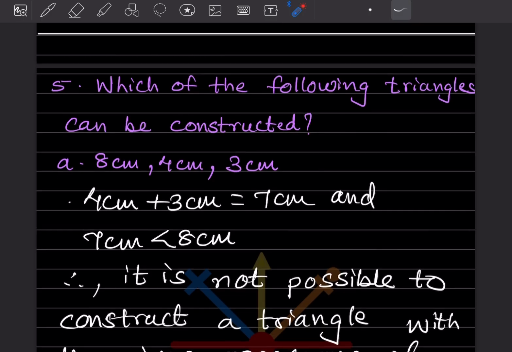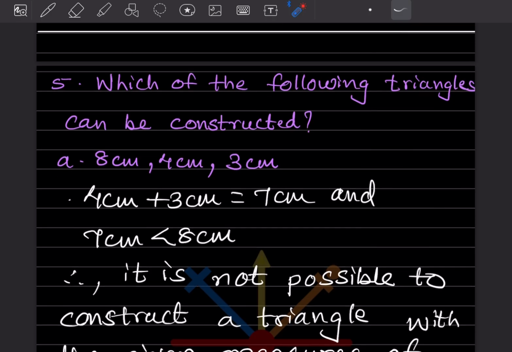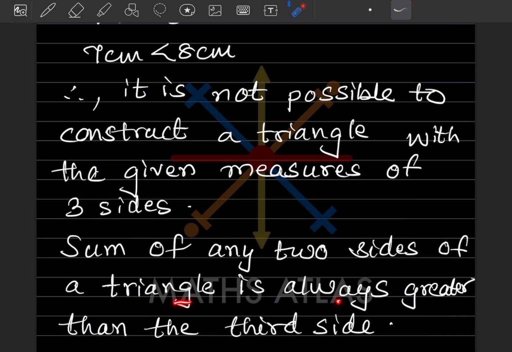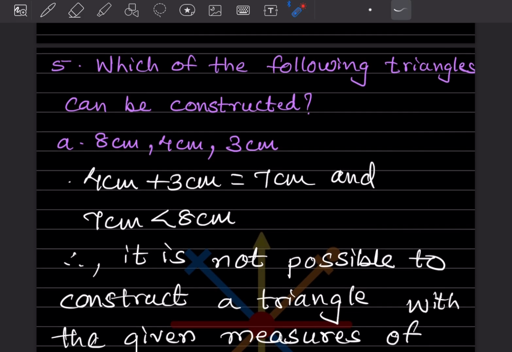Now, which of the following triangles can be constructed? Here, these are the measures given. For this construction, what we have to see is the sum of any two sides of a triangle is always greater than the third side. So you can take any two.